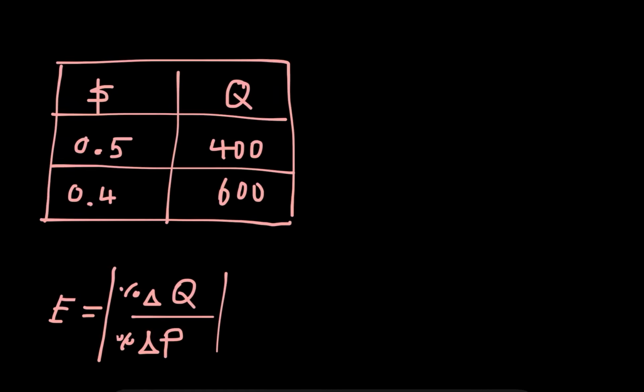Today's video will be about solving this problem on calculating the demand elasticity given this information. A company is selling a product at $0.5 and they sell 400 mugs at that price. But when they lower the price by 10 cents, they increase their quantity sold by 600. So the question is, what is the elasticity of demand?